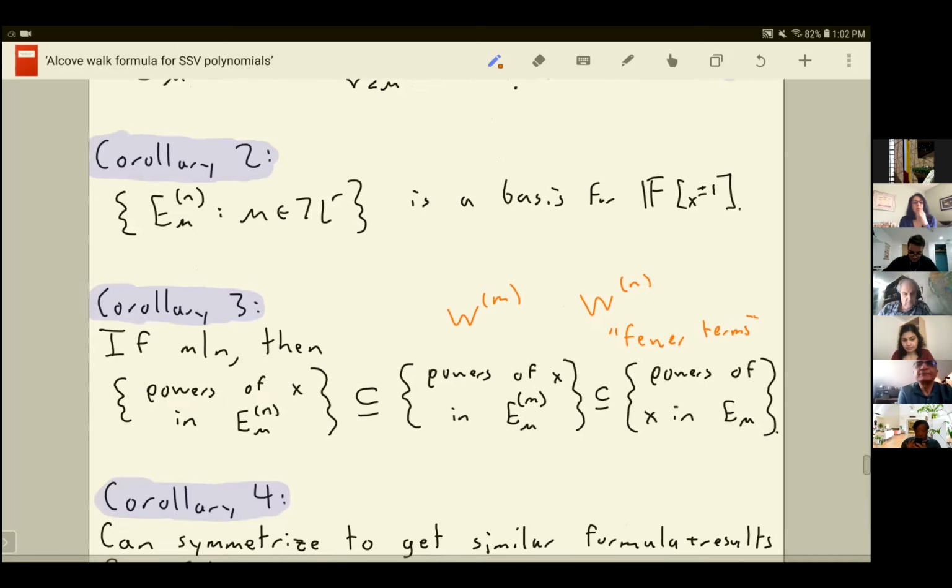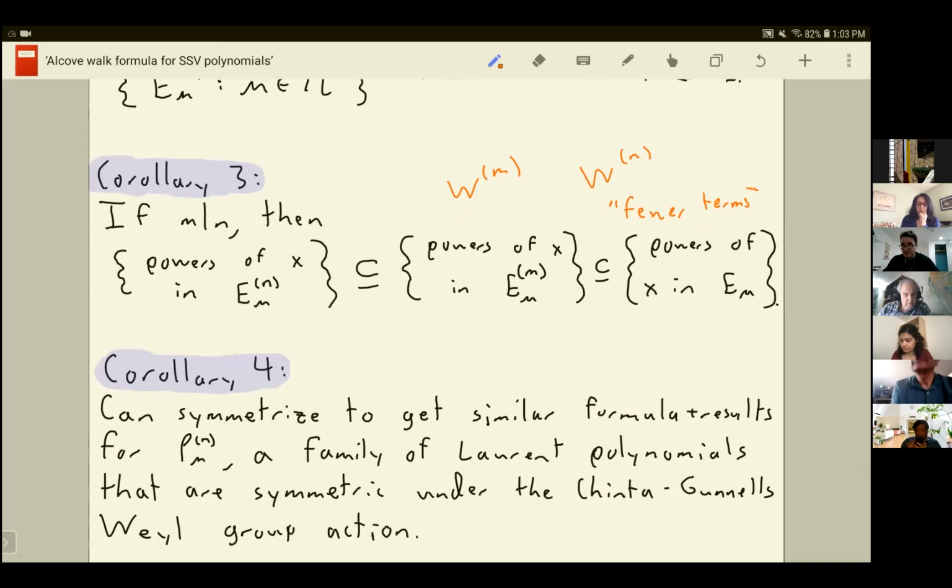You can also do analogous things to get formulas for symmetrized SSV polynomials. In the Macdonald case, you have symmetric Macdonald polynomials. Here, there's a similar family, and they're not symmetric anymore. They're symmetric under this complicated Chinta-Gunnells Weyl group action, which is what motivated this whole project in the first place. And so you can get these Chinta-Gunnells symmetric things and get a nice alcove walk formula for them, which I won't terrify you by writing down. But it's just the other one, but slightly worse.